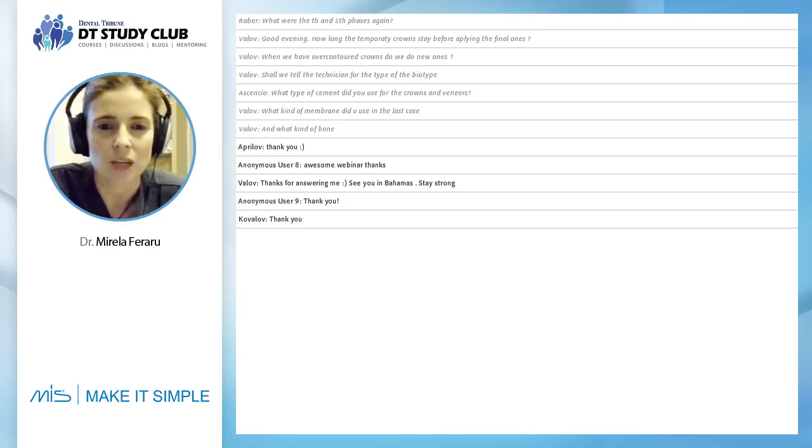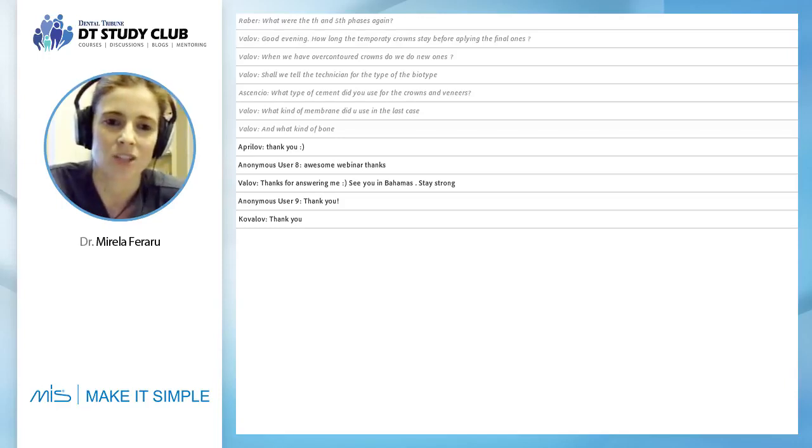Shall we tell the technician the type of biotype? Well, definitely. I mean, the technician will understand it anyway once you send the impression and clinical images, and he will always design the positions of the soft tissues. According to that, he will build in wax on the model how he wants the contours of the tissues, and according to that he will design the ceramic restoration. So it doesn't matter if you tell him thin or thick, he will have to analyze it by himself on the model. It's part of his decision and his workflow.